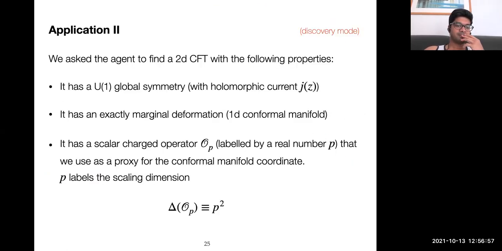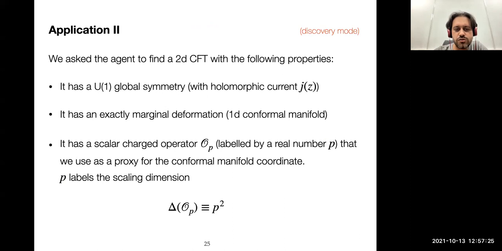Now you will see something interesting that happens in the next example, and hopefully I can finish in 4 minutes. This was the most interesting example, I think. Let's take the point of view of the agent that doesn't know a lot. We asked the agent to identify a 2D CFT that has a U1 global symmetry, has an exactly marginal deformation, and has a scalar charged operator, OP.